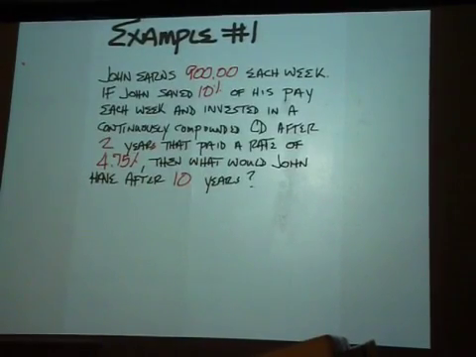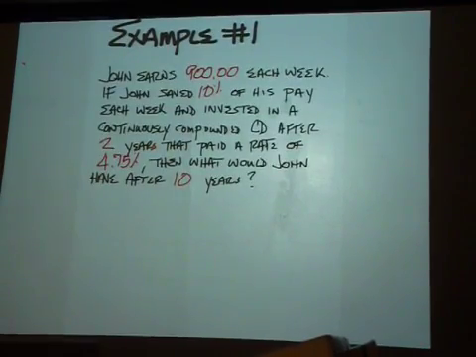John earns $900 each week. If John saved 10% of his pay each week and invested in a continuously compounded CD after 2 years that paid a rate of 4.75%, then what would John have after 10 years? The key part of this problem to start with is that he's going to buy the CD after 2 years. So the rate of 4.75 is for 10 years after he's bought the CD.